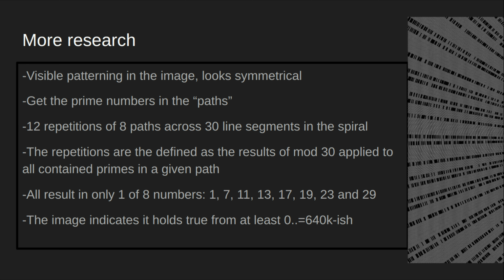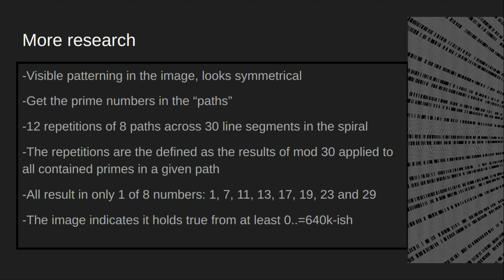There are other images out there that are similar to this, but there's always chaos and primes peppered throughout. This is all of them in lines without exception. And so I thought that was rather interesting and required a little bit more research. Just looking at the image, we can see that it appears to have some kind of patterning going on that may even be symmetrical. And so I set out to grab the numbers that show up in each of these lines. And it turns out that they are 12 repetitions of 8 paths across 30 line segments.